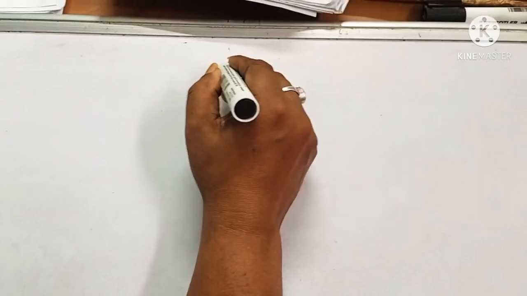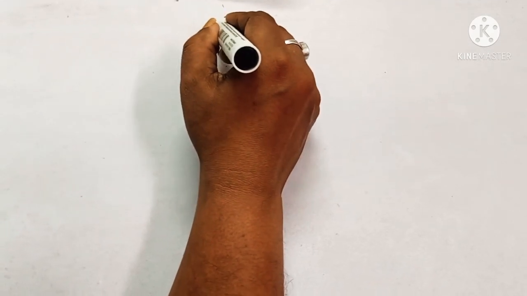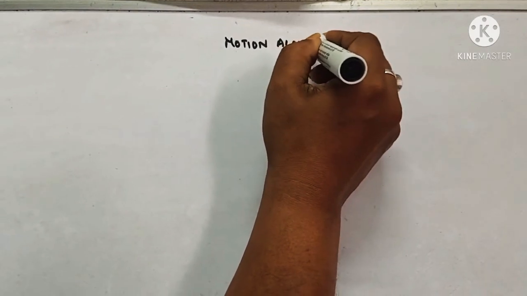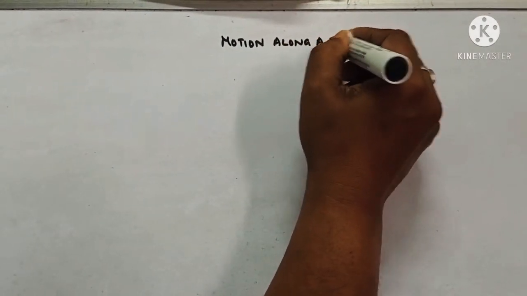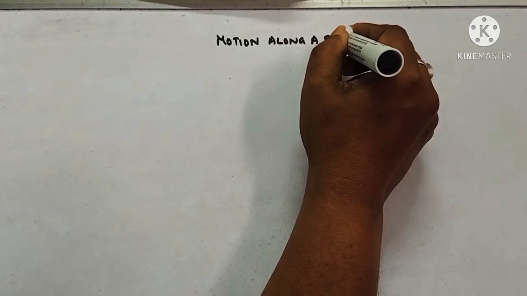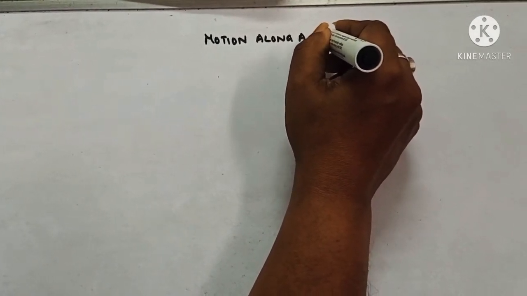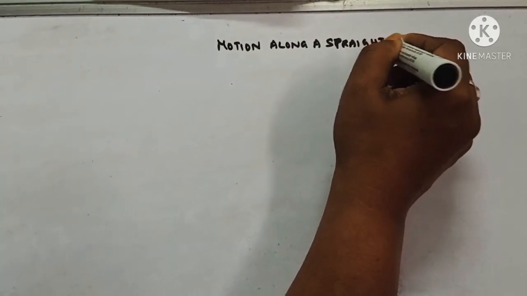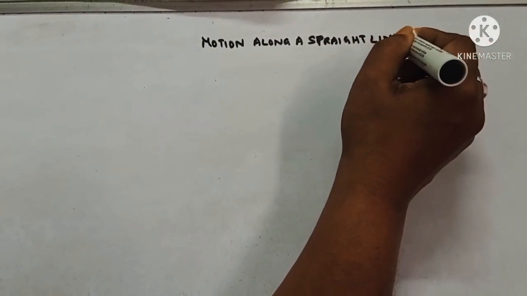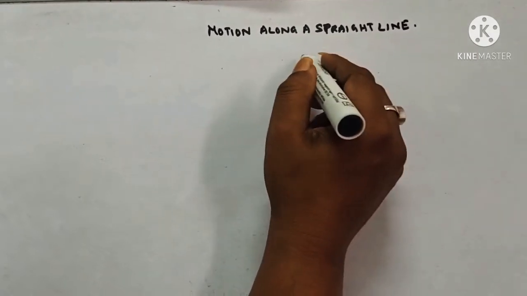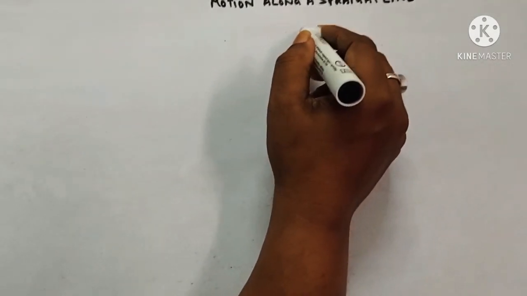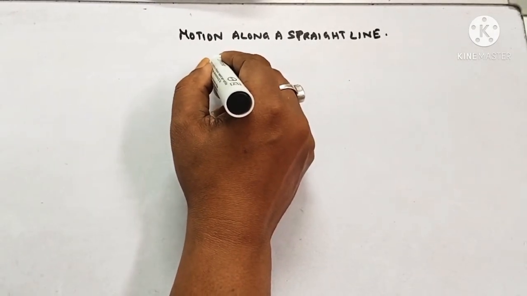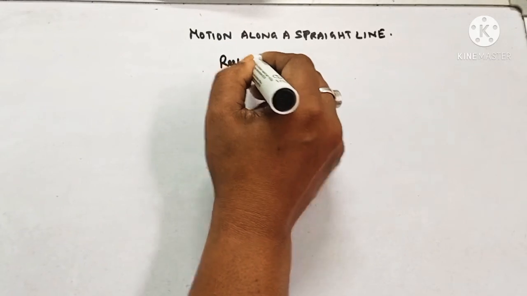For class 9 student, this is motion along a straight line. Motion along a straight line. This is for class 9 student science. Here see motion, rest and motion.